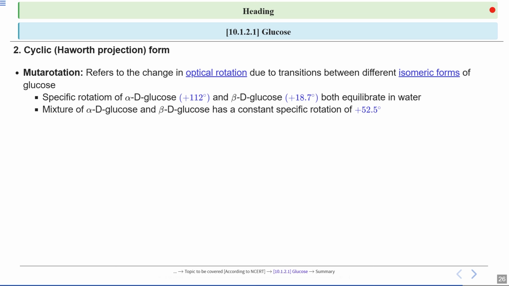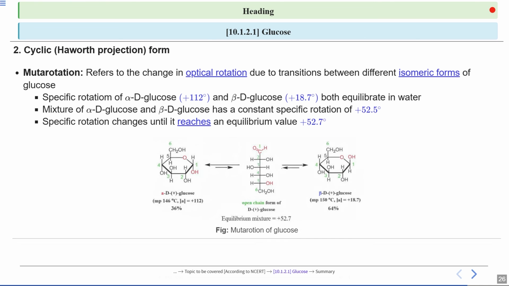The mixture of both alpha D-glucose and beta D-glucose has a constant specific rotation of plus 52.5 degrees. This specific rotation doesn't jump instantly to its equilibrium value. It changes gradually until it reaches about plus 52.7 degrees. This gradual change is what we call mutarotation, and it shows how the two forms of glucose are constantly interconverting in the solution.